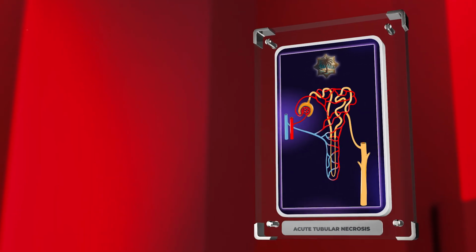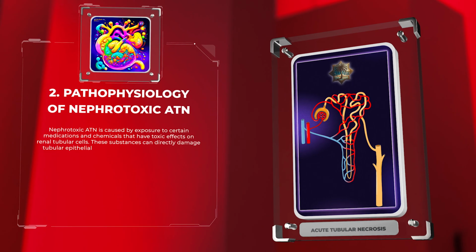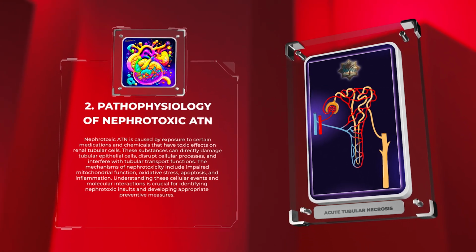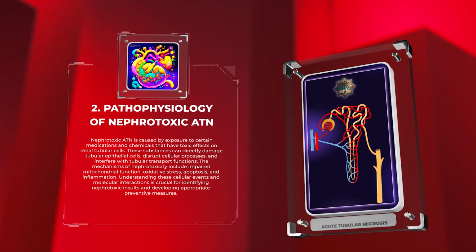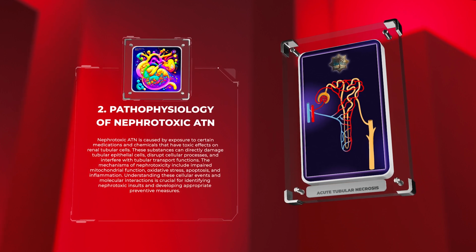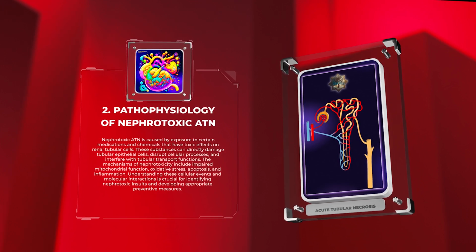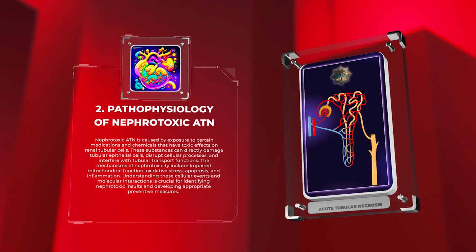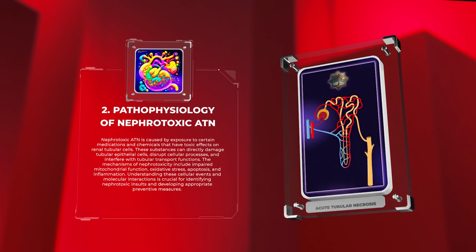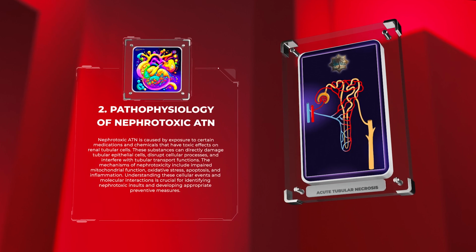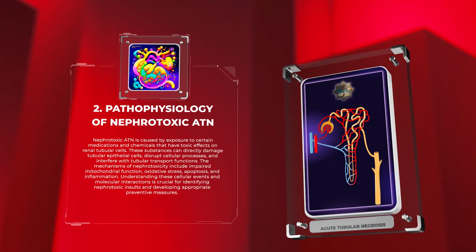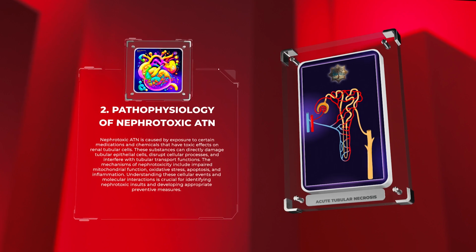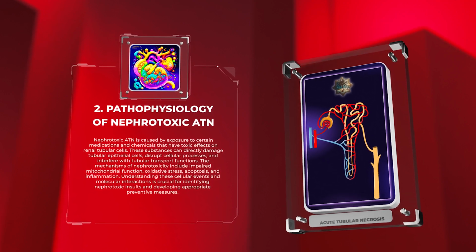Nephrotoxic ATN is caused by exposure to certain medications and chemicals that have toxic effects on renal tubular cells. These substances can directly damage tubular epithelial cells, disrupt cellular processes, and interfere with tubular transport functions. The mechanisms of nephrotoxicity include impaired mitochondrial function, oxidative stress, apoptosis, and inflammation. Understanding these cellular events and molecular interactions is crucial for identifying nephrotoxic insults and developing appropriate preventive measures.